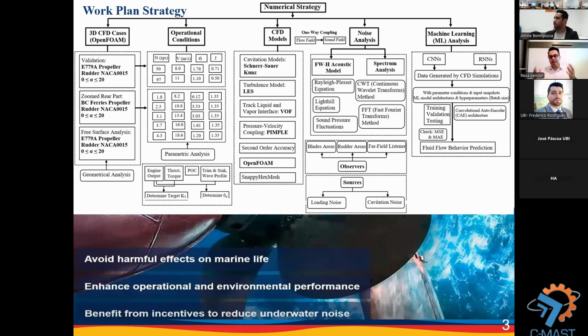After analyzing the noise, we also use machine learning for two goals. First, for prediction of flow features, and second, by using machine learning methods, to decrease and diminish the interaction between the marine mammals' acoustics and the noise generated by the marine vessel, to have the minimum interaction between them.